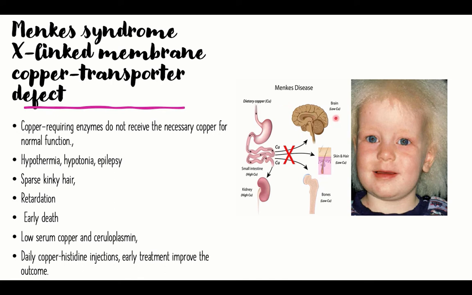So brain will have low copper, skin and the hair will have low copper, bones will have low copper. But the high copper content in the blood will be cleared by the kidney. So copper-requiring enzymes do not receive the necessary copper for normal function, and many enzymes have copper in their structure. So presentation also will be dramatic, and early death will occur if the diagnosis is missed. Presentation is in the form of hypotonia, epilepsy, hypothermia. We have neurological manifestations plus characteristic kinky hair. Usually those males have this characteristic kinky hair.